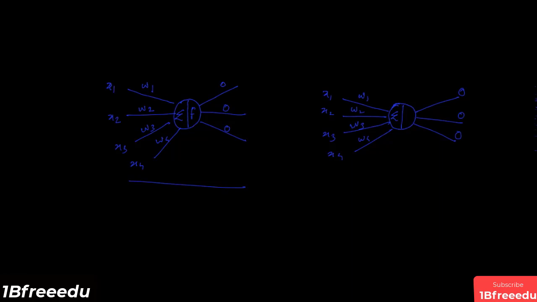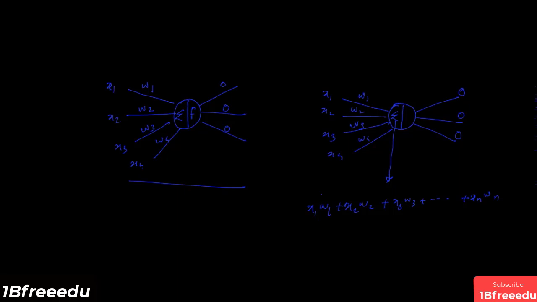The same output is sent to other neurons. So here in the artificial neuron, we perform the sum x1 w1 plus x2 w2 plus x3 w3 plus xn wn. This sum is represented like this. Now one more thing is there in the artificial neuron, that is called the activation function.